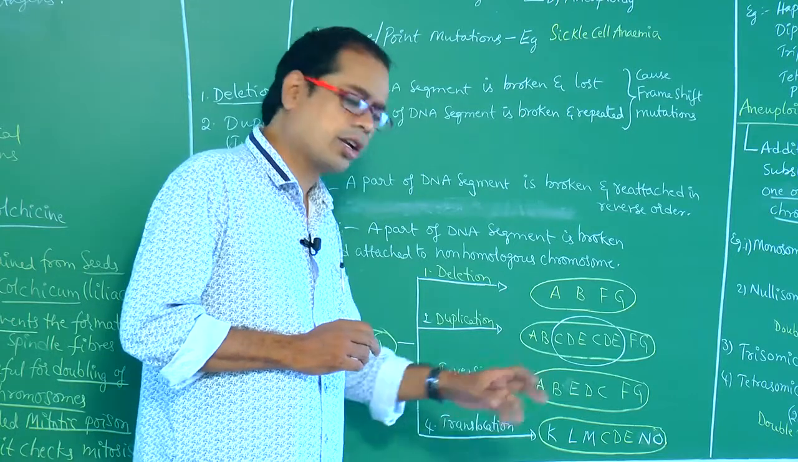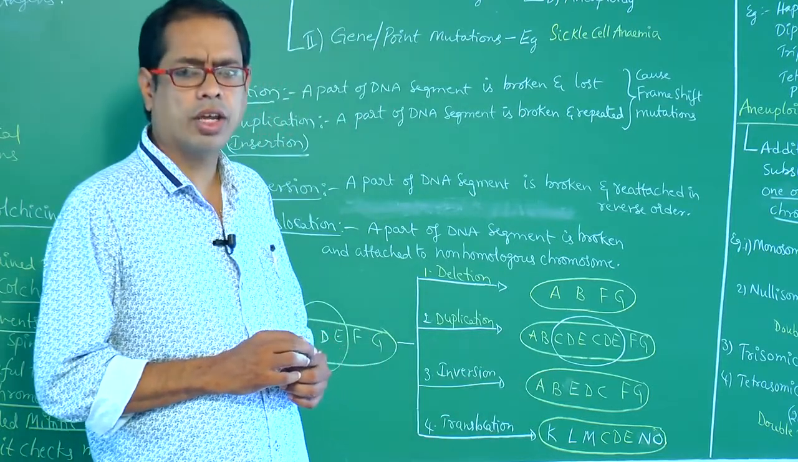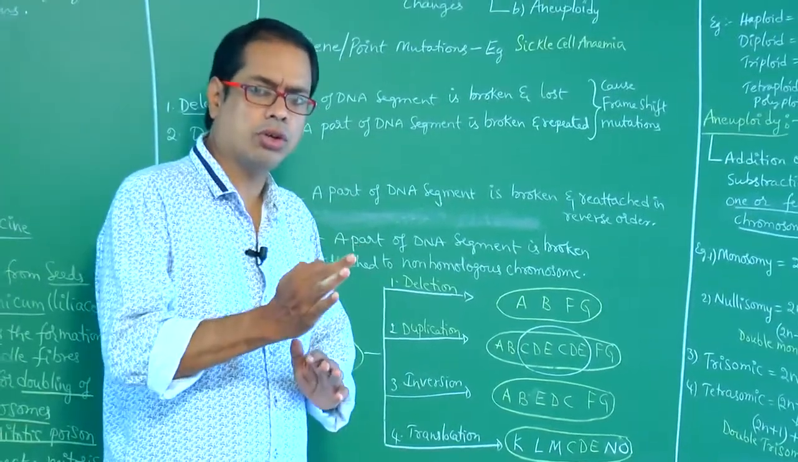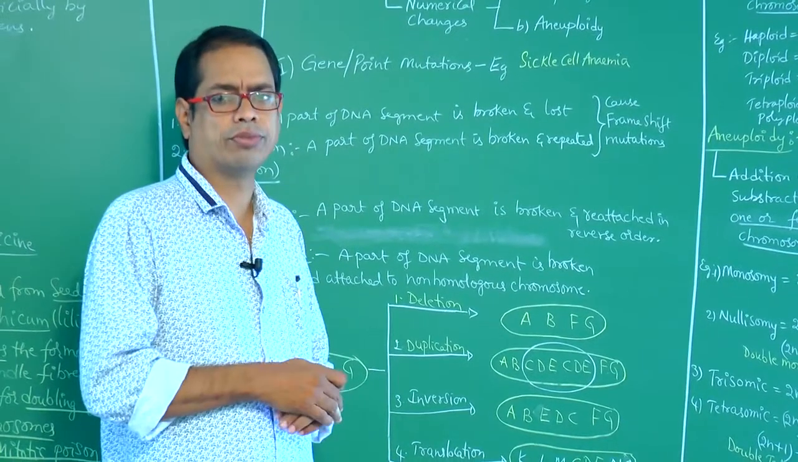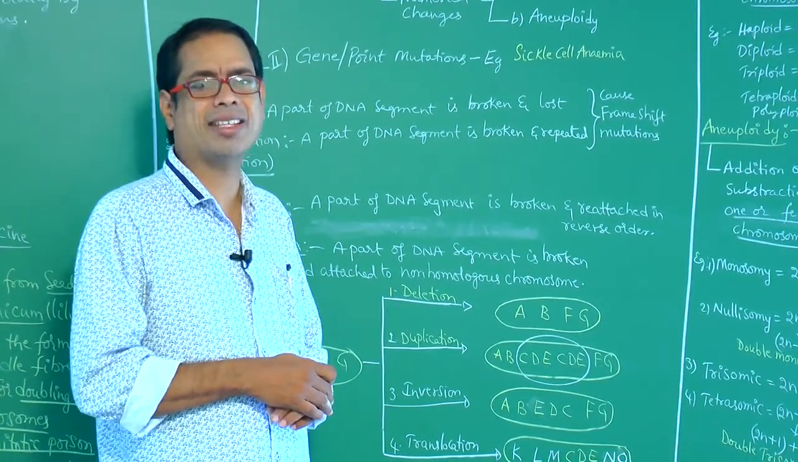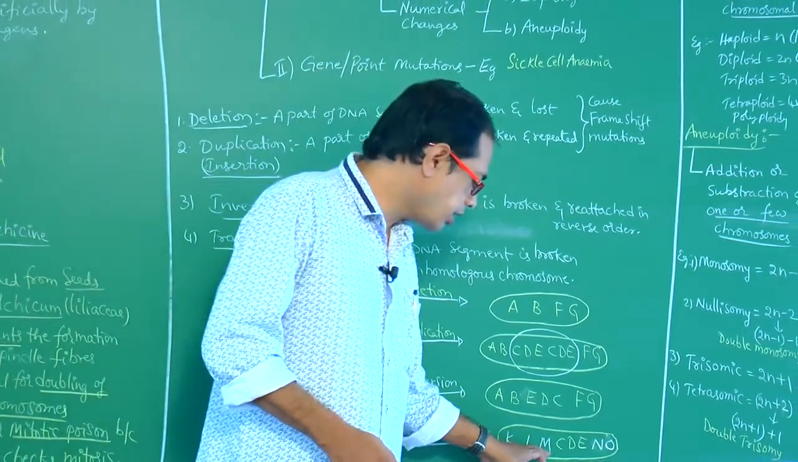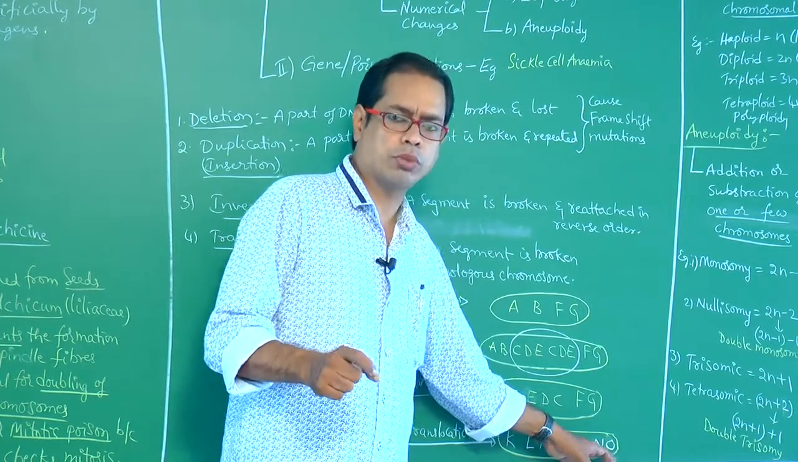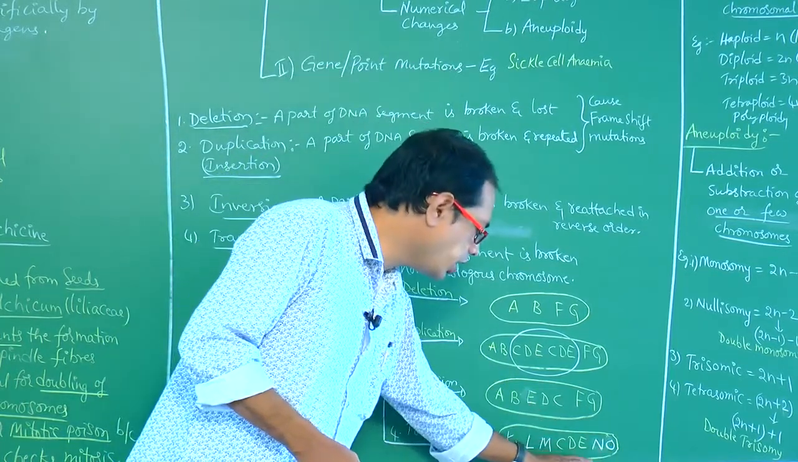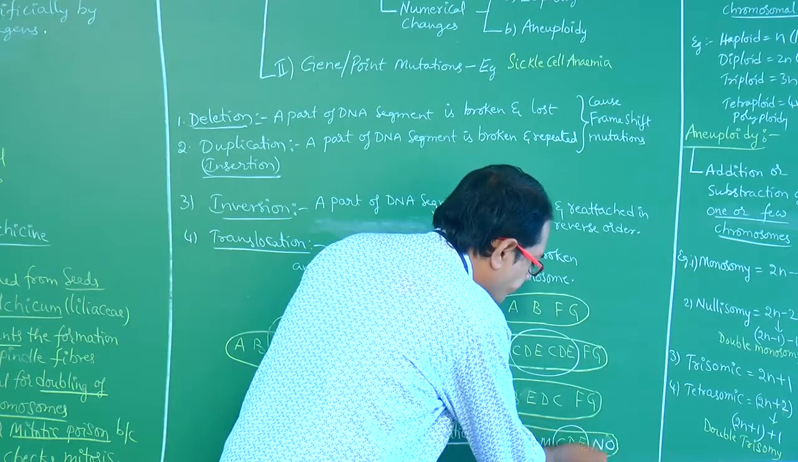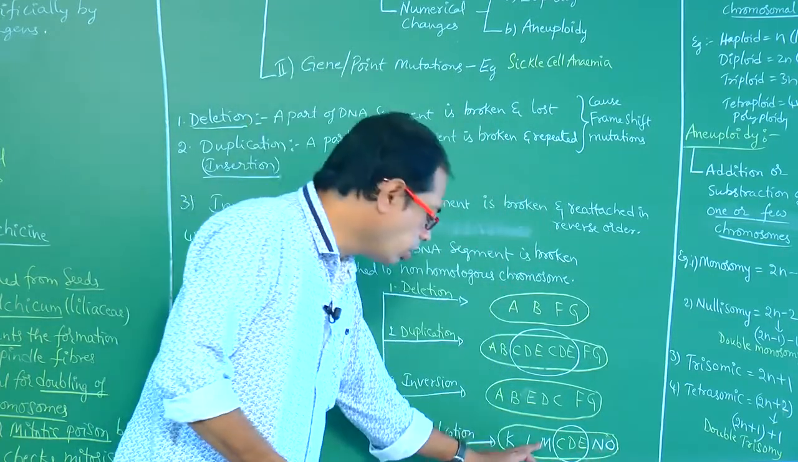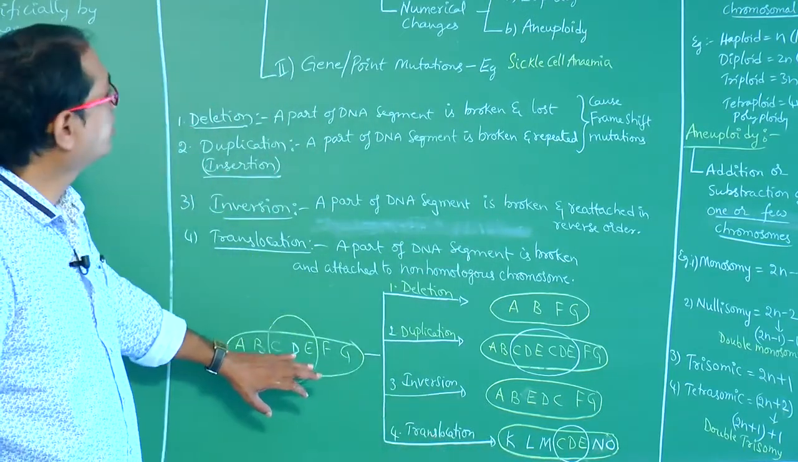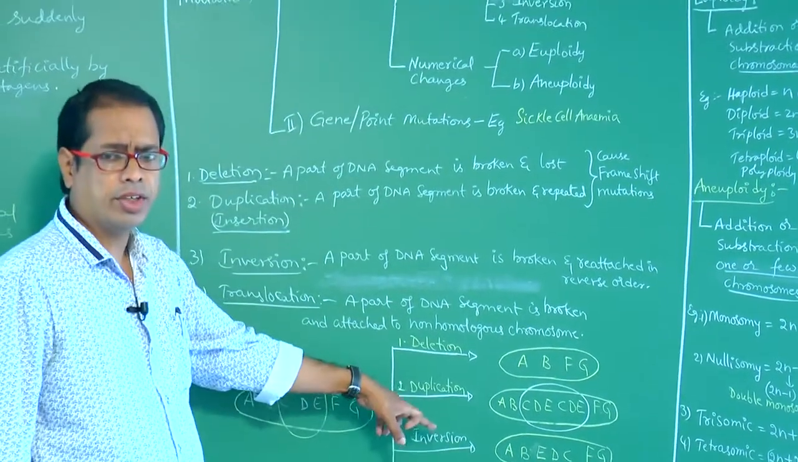And translocation. Translocation means the part of the DNA segment is broken and it is attached to a non-homologous chromosome. Another chromosome, that broken part is attached. So let us suppose K, L, M, N, O. That is the chromosome, another non-homologous chromosome. What is the broken part? C, D, E. So this C, D, E is broken and it is attached to the non-homologous chromosome. So these are the different types of structural changes, isn't it?